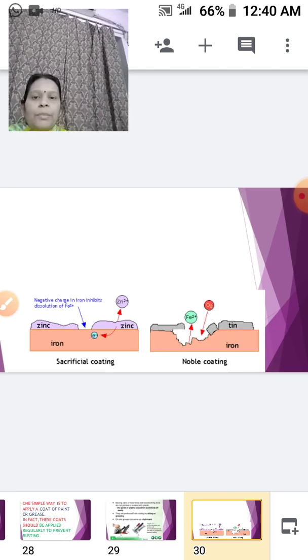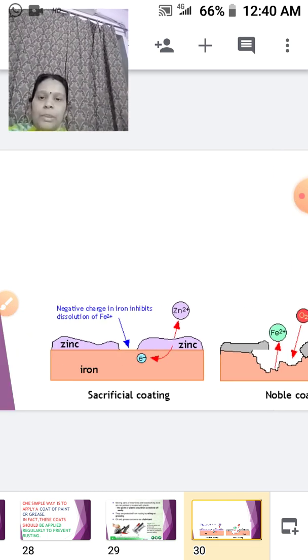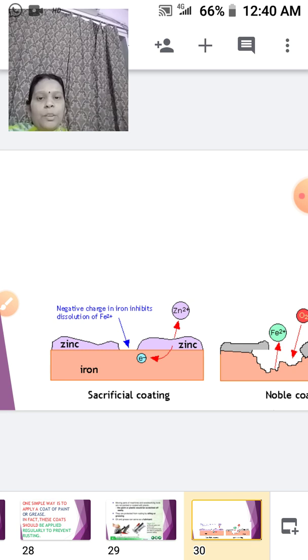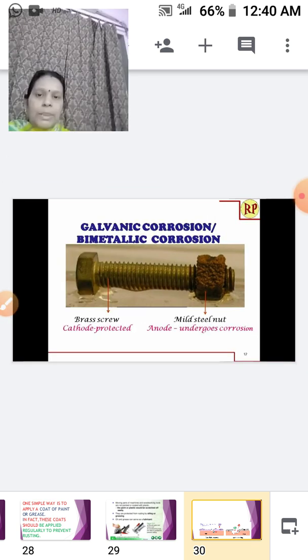This is one of the ways of galvanization, where you are coating the iron metal with zinc. So this is your galvanization process.